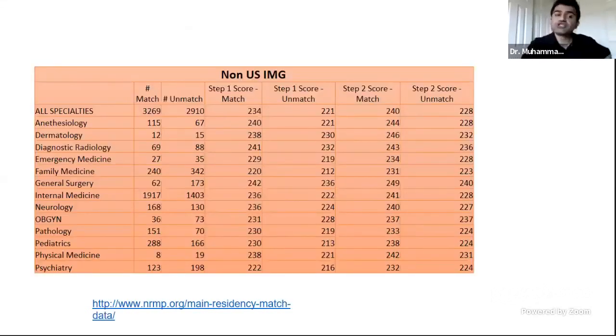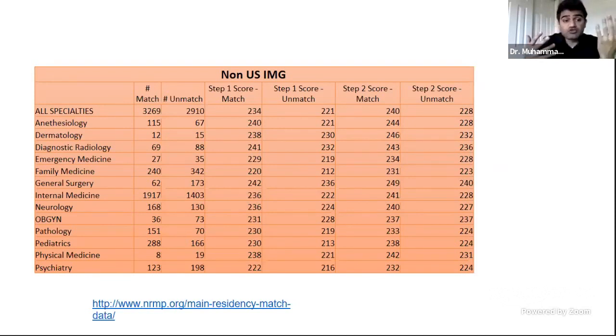Okay, let's talk about the specialties. I want to be a family medicine specialist. I want to be a neurologist. I want to be a surgeon. So where should my score be? Look at these data. I'm giving you one example. You can take a look at this data and look at the specialty that you are aiming for.